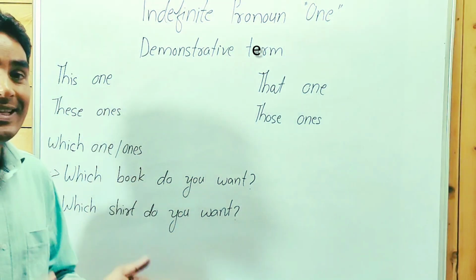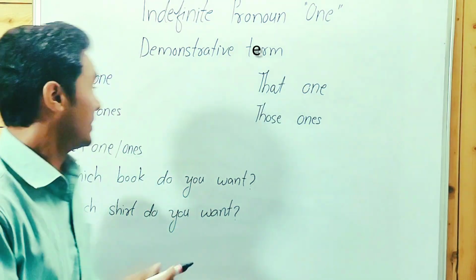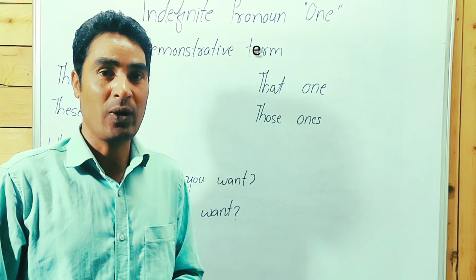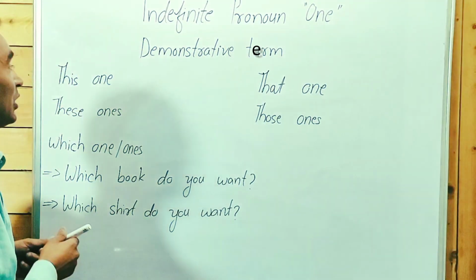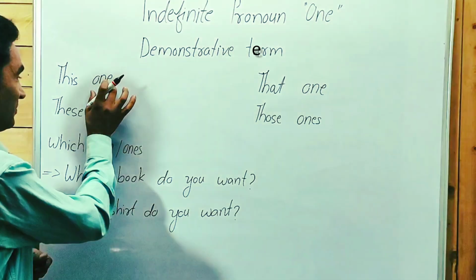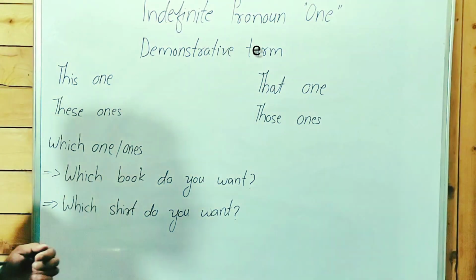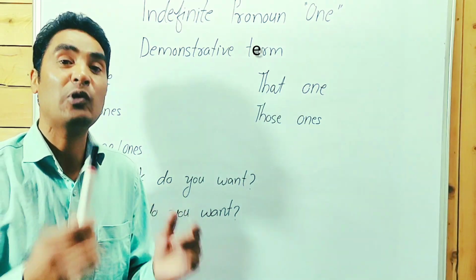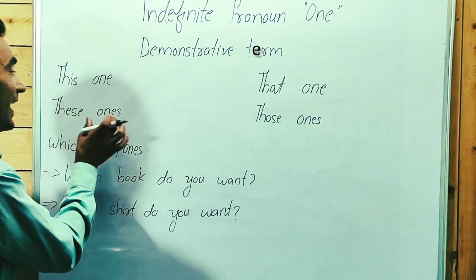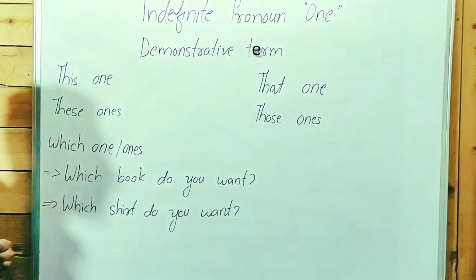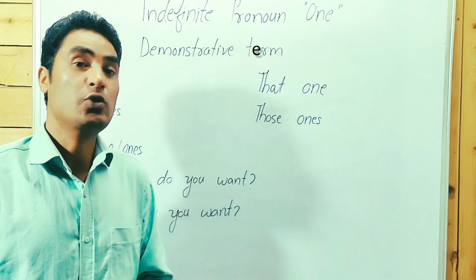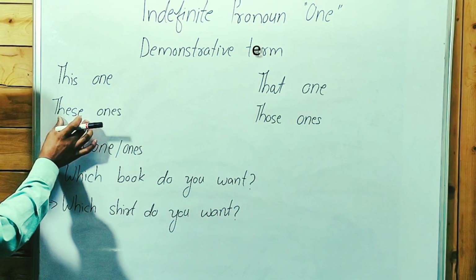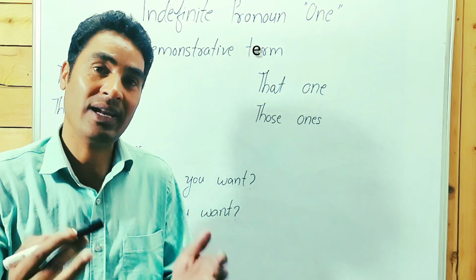This one, as you know, is used for singular and near object. Which pen do you want? This one. Okay, for singular and near object. When we talk about these ones, these is used for near and plural objects. Suppose there are two pens. Which pens do you want? These ones. These is used for near and plural objects.